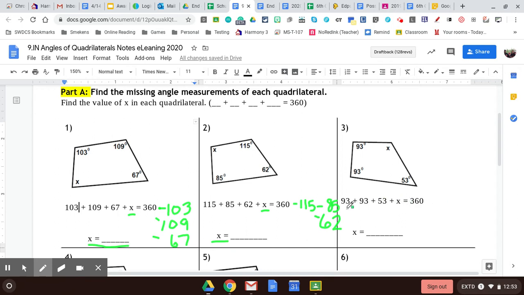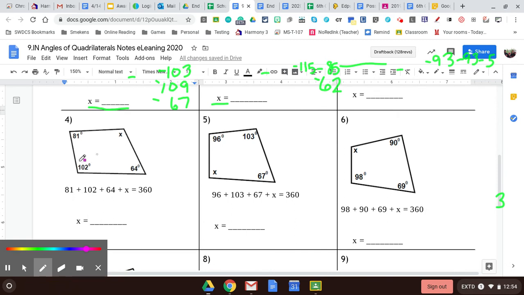Number 3, I have all 4 of my angles. Again, I have to do the opposite of addition to each side. So I am going to take 360 minus 93 minus 93 minus 53. So then those are gone. That leaves me with x. And number 3, what is x?